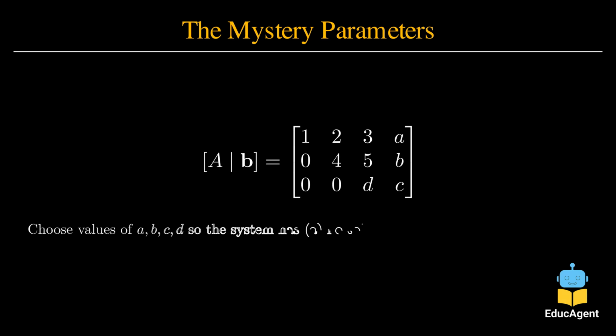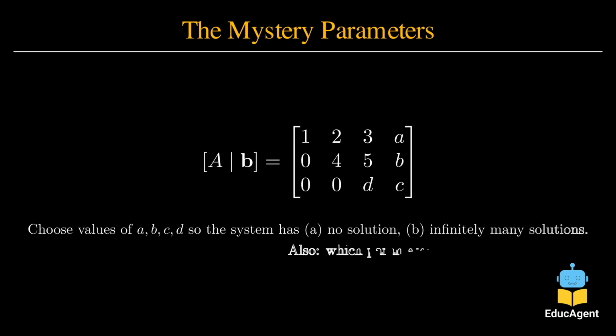Here's the problem we'll solve today. We're given an augmented matrix in echelon triangular form with parameters A, B, C, D. Your job is to pick values so the system has no solution, and other values so it has infinitely many solutions, and then decide which parameters don't change solvability at all.